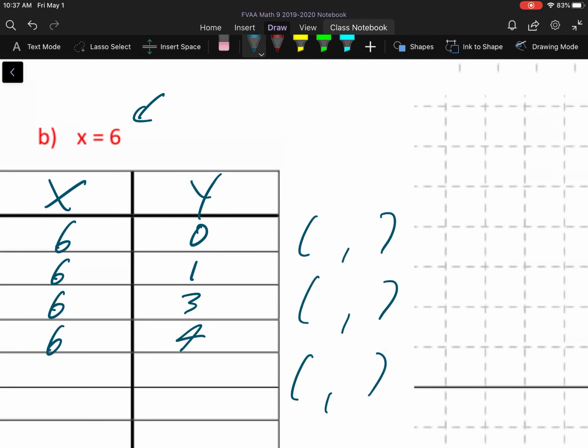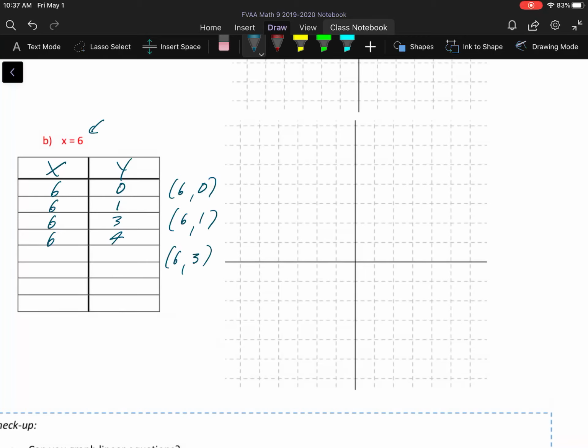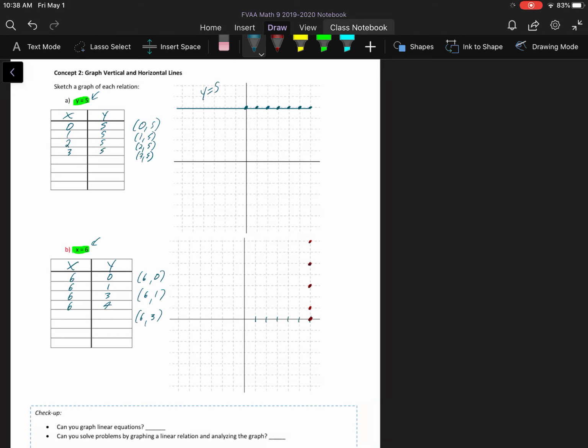All right. So here I have points that I can graph, right? 6 and 0, 6 and 1, 6 and 3. That'll be enough. And then I just graph these. So 1, 2, 3, 4, 5, 6, and y is equal to 0. So I'm going to have 1 point right there. 6 and 1 will be here. 6 and 3 would be here. I could imagine points all the way up and down. And then you see here when you have an equation that is x is equal to something, then you get a vertical line instead of a horizontal line.